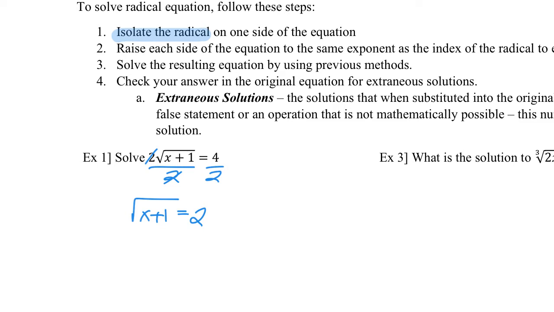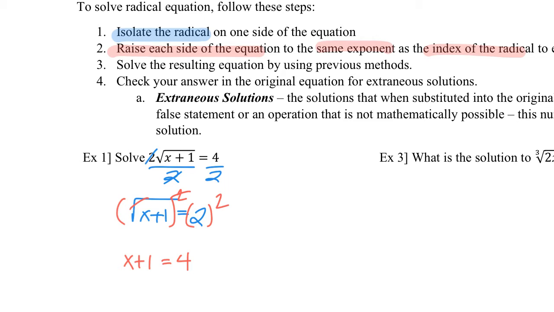Step 2 says raise each side of the equation to the same exponent as the index of the radical. If you have a square root, the inverse of a square root is a square, so we're going to take both sides and square them. On the left, the square and the square root are inverses, so they undo each other. All that's left is x plus 1. Then on the right-hand side, 2 squared is equal to 4.